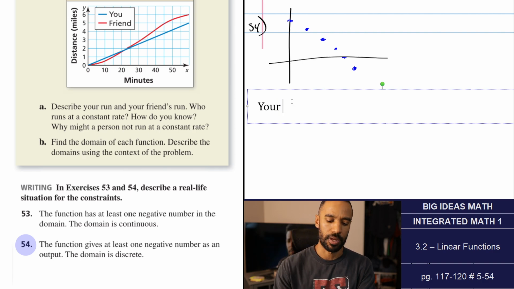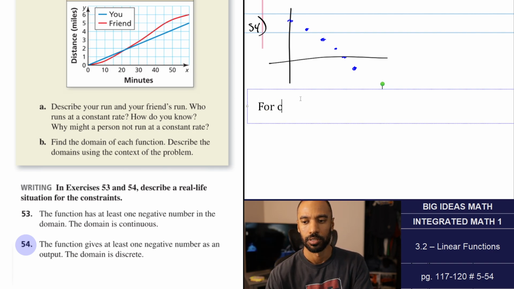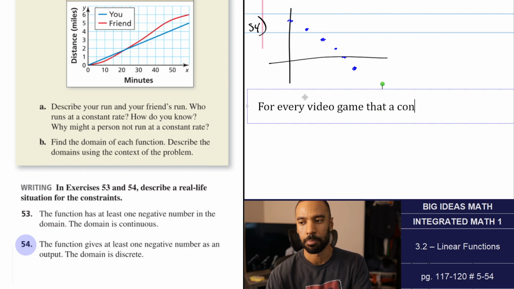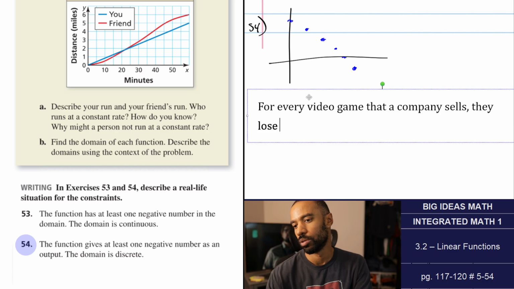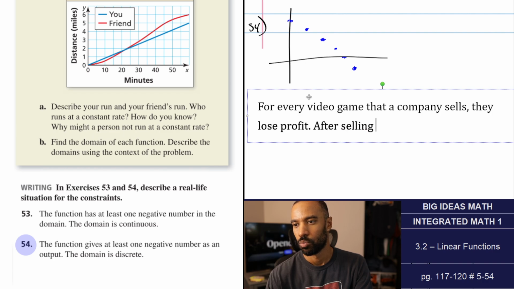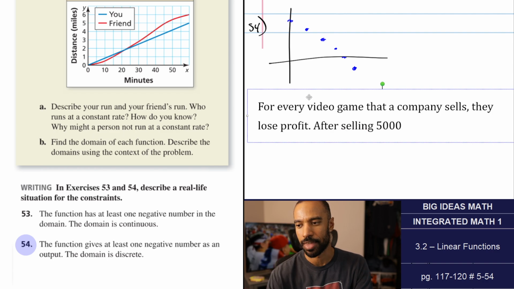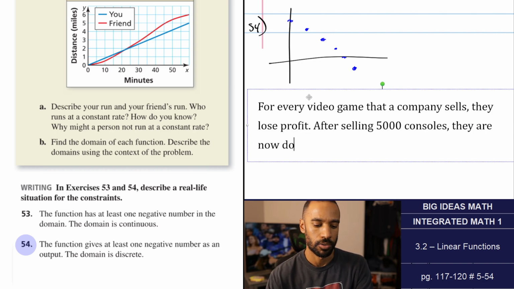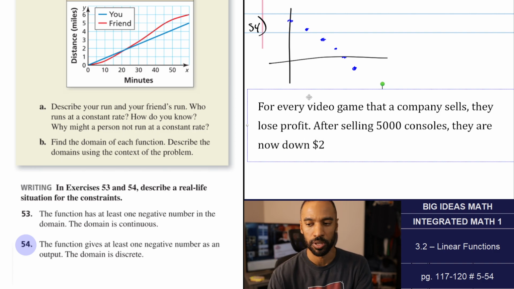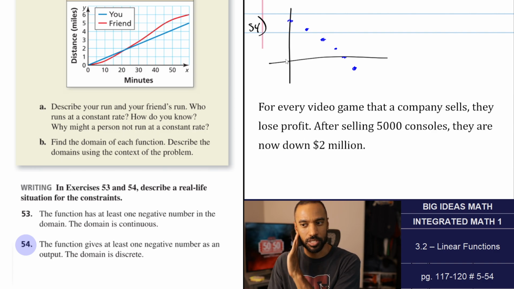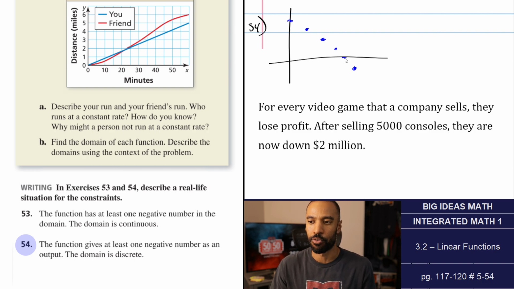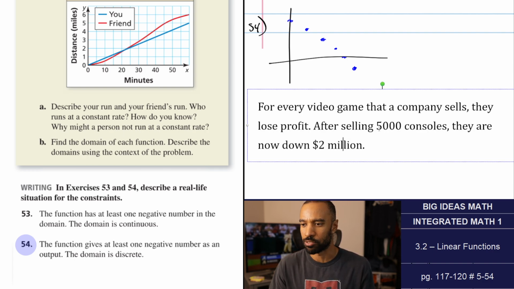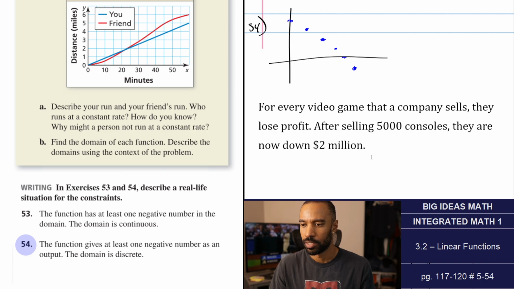So not your poor management, but for every video game console that a company sells, they lose profit. And after selling let's say 5,000 consoles, they are now down, I don't know, $2 million. I don't have these things as they are, but let's say after 4,000 consoles, now they have that. I don't know why they'd be down so many based on that many consoles, but yeah, let's do it.